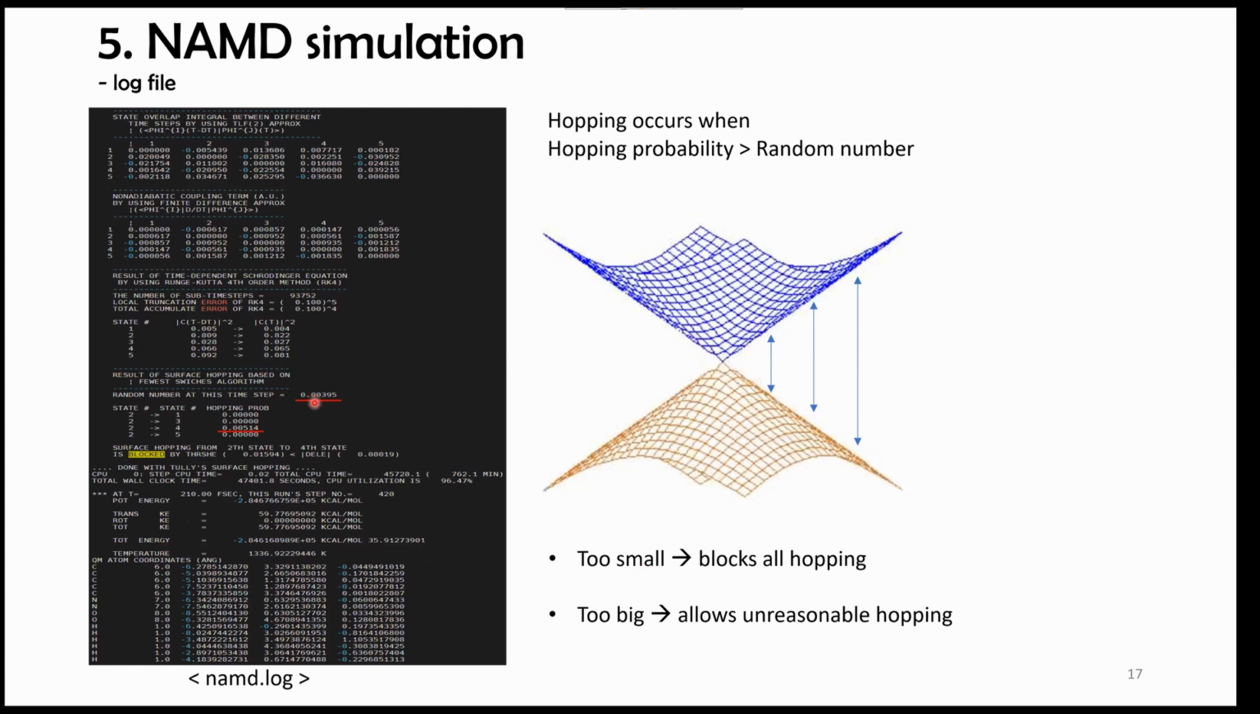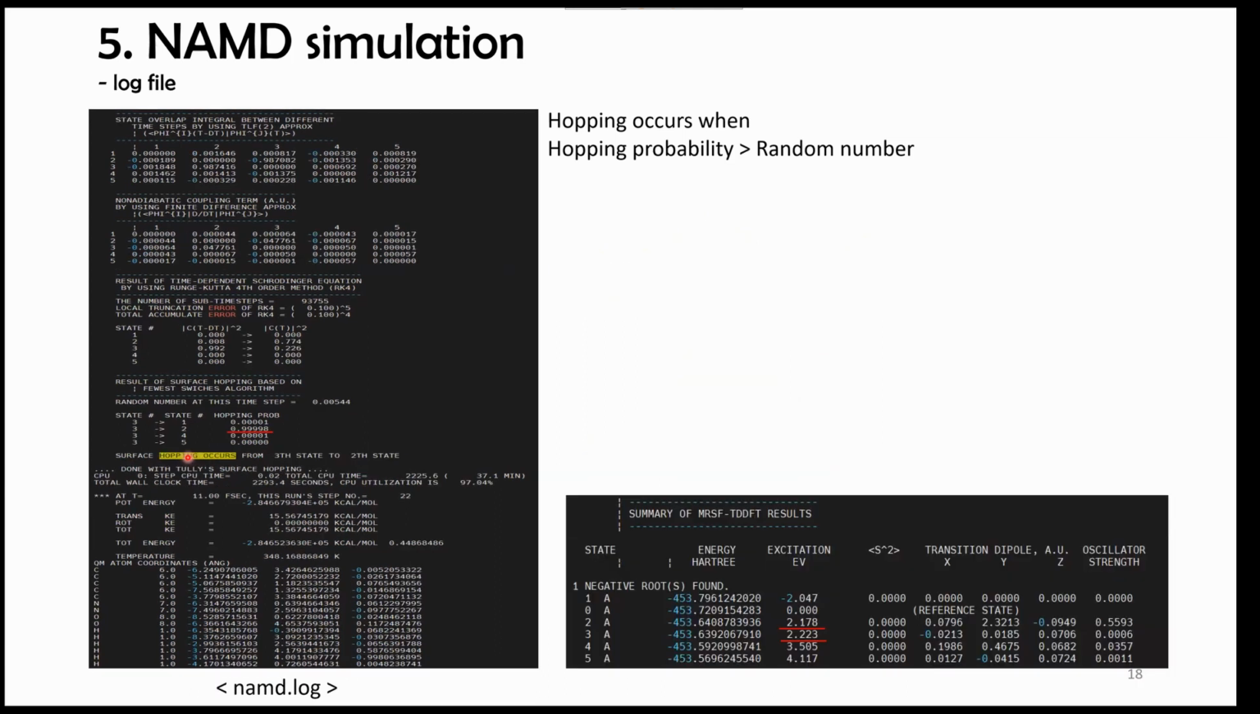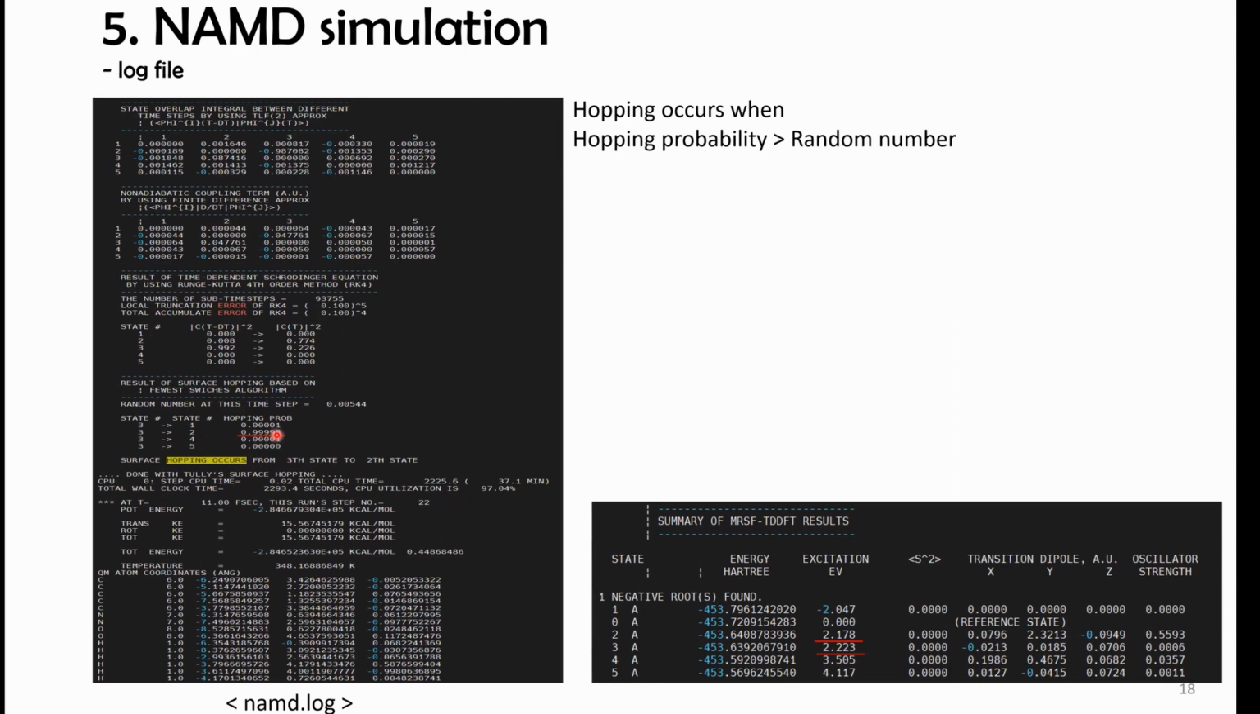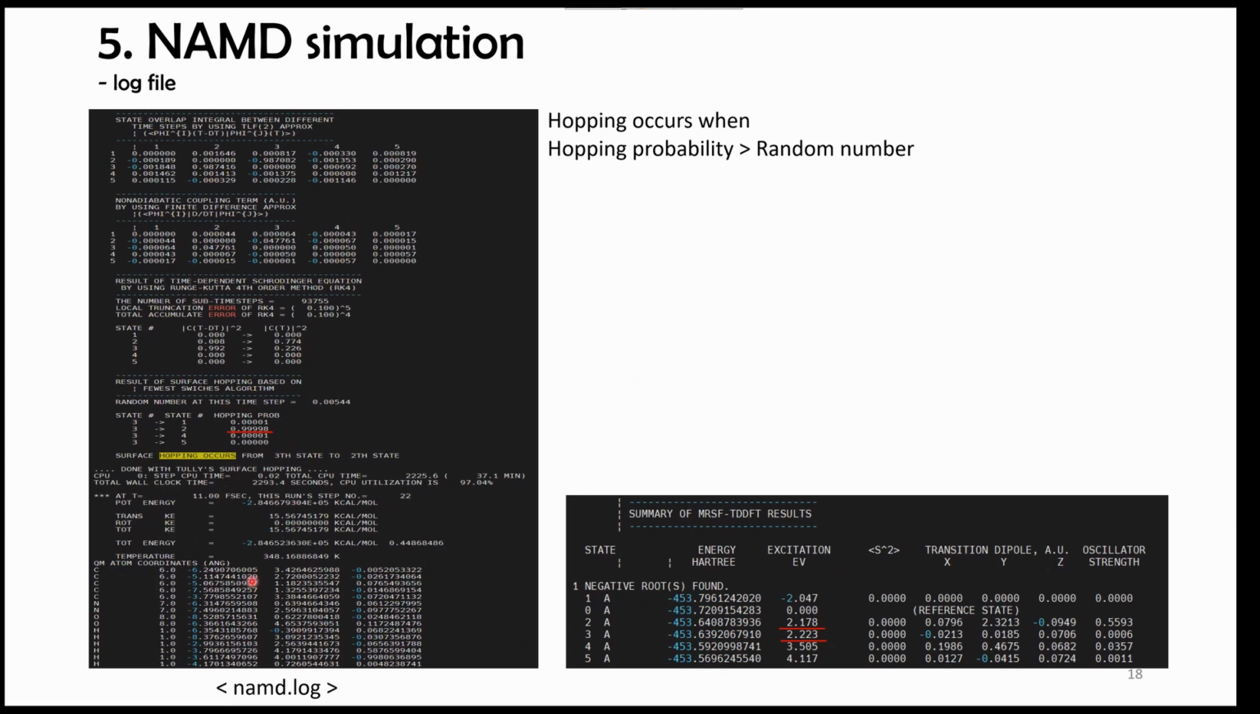Okay, here I show the block by threshold, but when the conditions are fulfilled, the hopping can occur. Surface hopping from the S2 state to the S1 state has occurred. And if you look at it, the hopping probability is almost 100%. And the energy gap at this point is 0.05 eV. So this kind of reasonable hopping is not blocked, or should not be blocked, by the threshold.